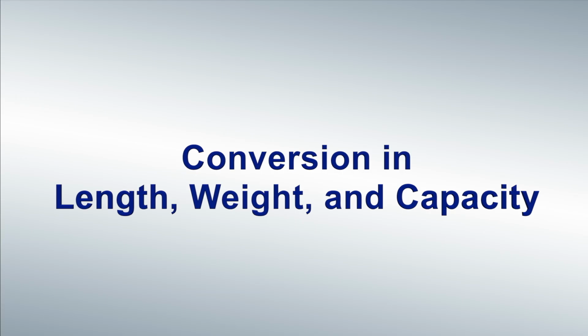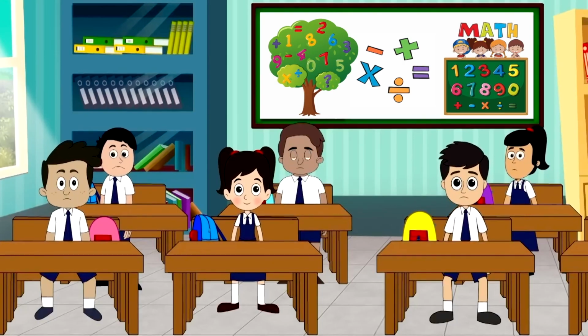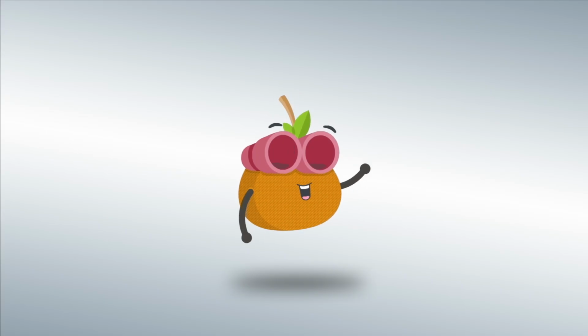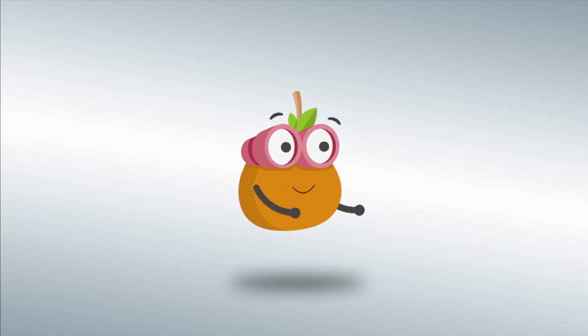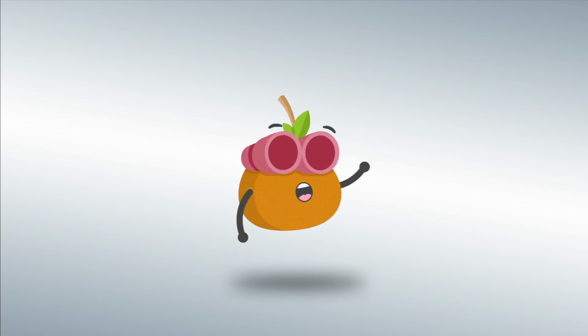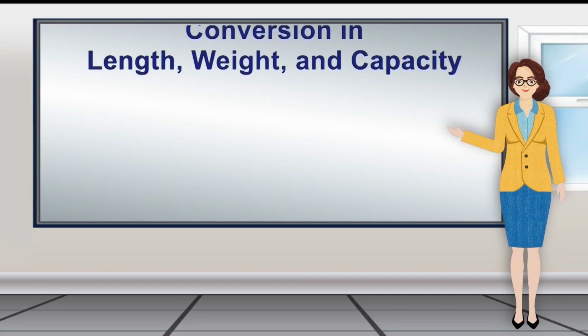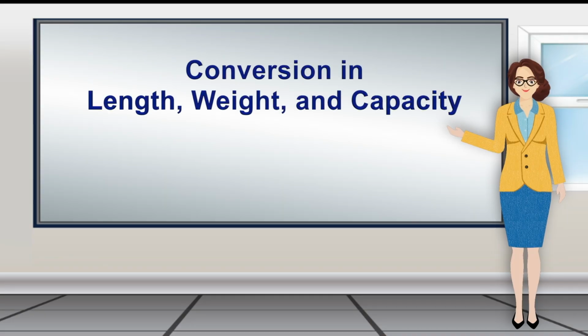Conversion in length, weight and capacity. Can you explain to me the conversion of units of length, weight and capacity that help us measure smaller or larger quantities? To convert units from bigger units to smaller units, we will multiply the units, and to convert smaller units to bigger units, we will divide the units.